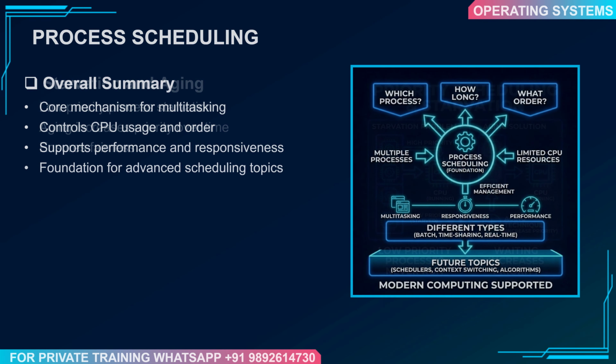In summary, process scheduling is the mechanism that allows an operating system to manage multiple processes efficiently using limited CPU resources. It decides which process runs, for how long, and in what order. It is essential for multitasking, system responsiveness, and overall performance. Different types of scheduling exist to suit different system needs, from simple batch systems to complex real time environments.